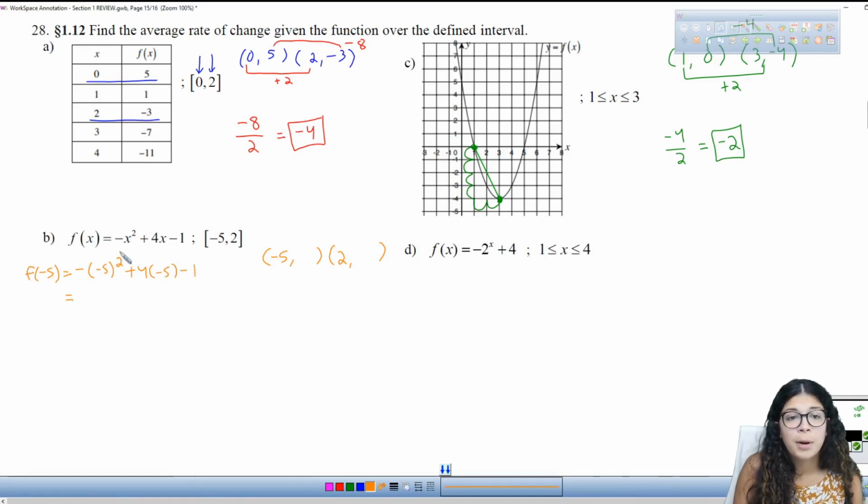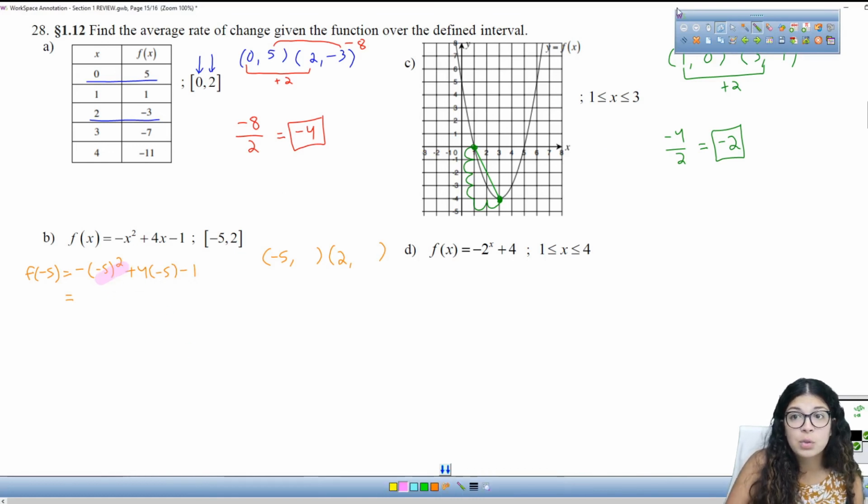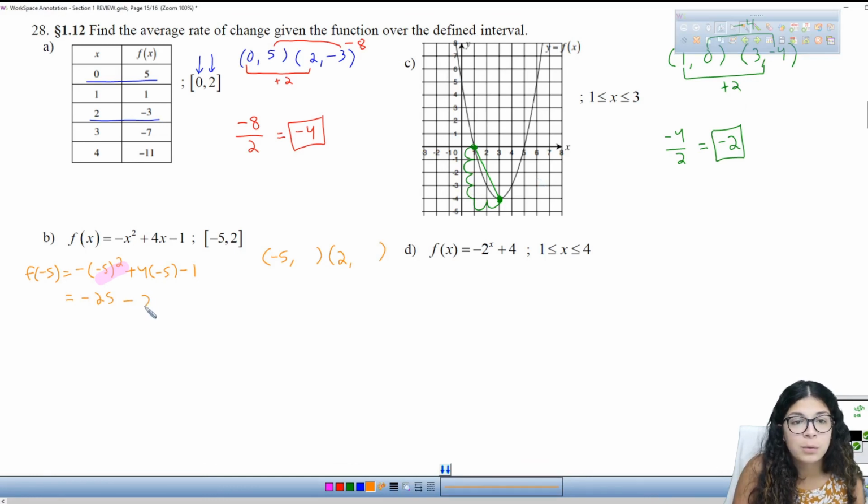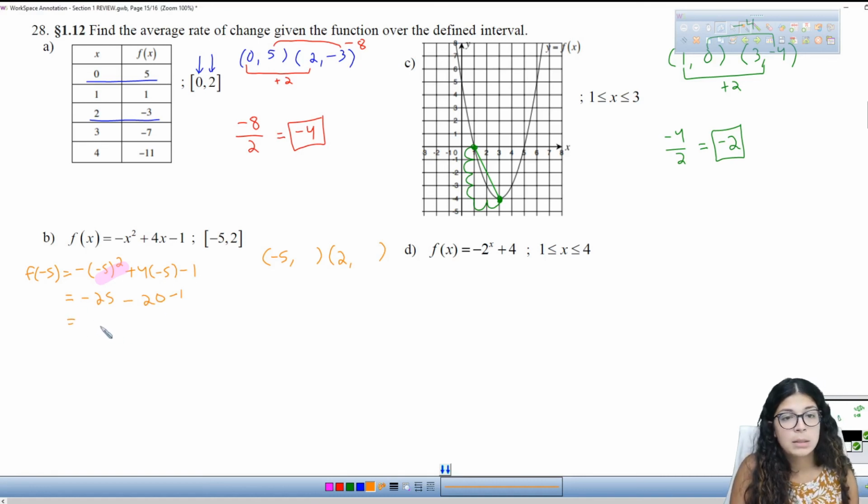So remember exponents first. So negative 5 squared is 25. So that's minus 25 plus, well, actually, positive 4 times negative 5 would be negative 20. And negative 25 minus 20 minus 1 is negative 46.